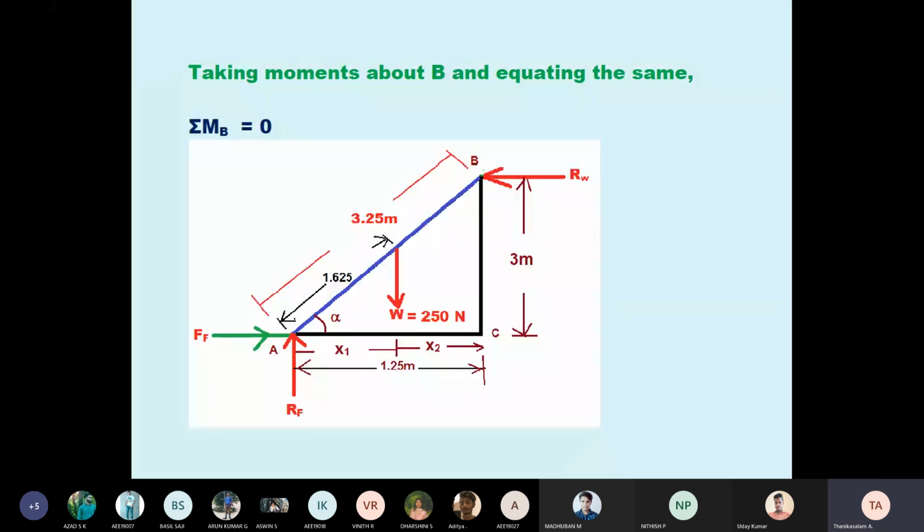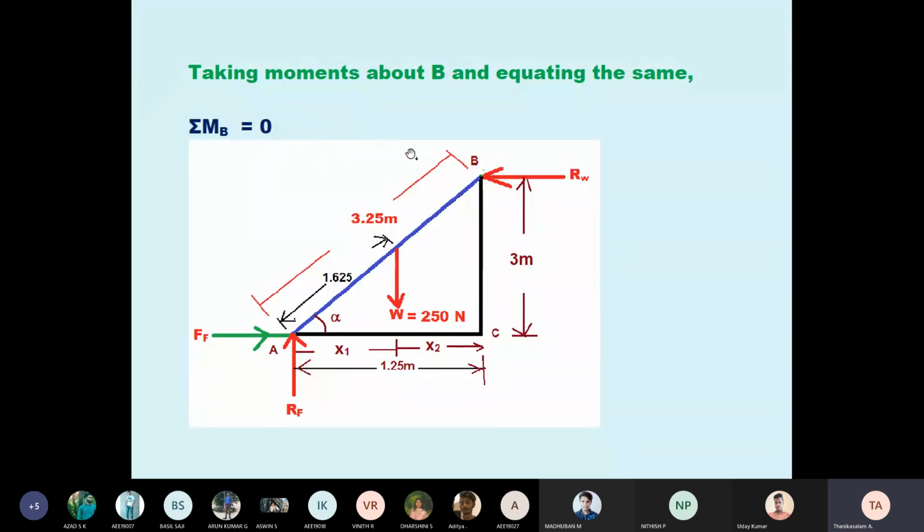So in this problem, we want FF. Students, in this problem, we want FF. So here two reference points are there, A or B. Since I want FF, that's why I am choosing B as the reference point. So the equation I have written is summation MB equal to 0.